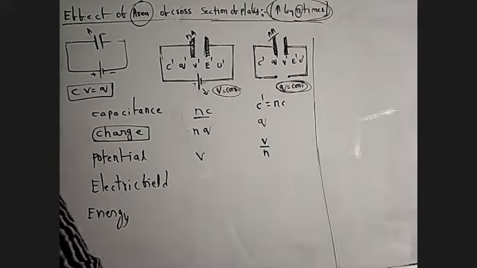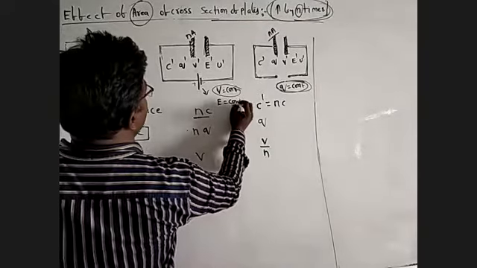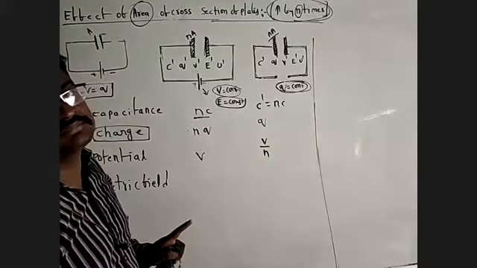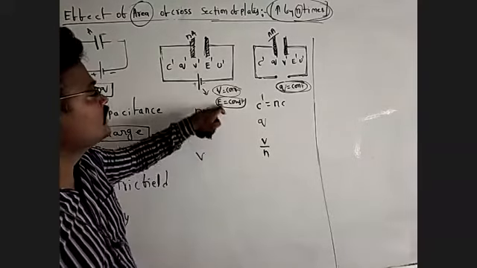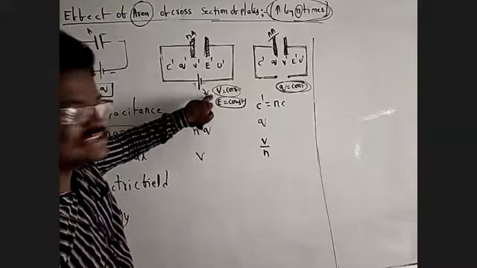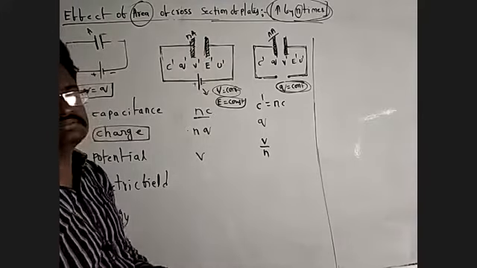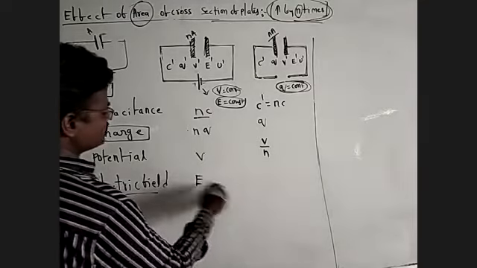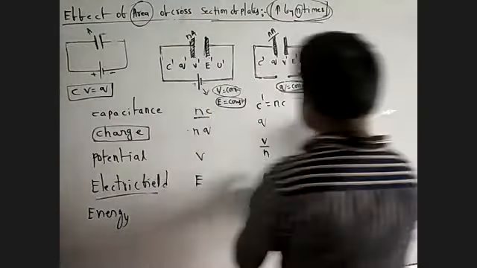Next, the electric field. When the plates are connected to the battery, the electric field is also constant. Potential is constant means electric field is also constant. Keep in mind: if the potential is turned off, the electric field is also turned off. If potential is present in the circuit, the electric field is present. Here, we have to check the electric field.